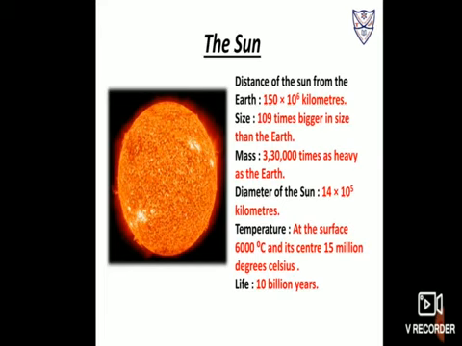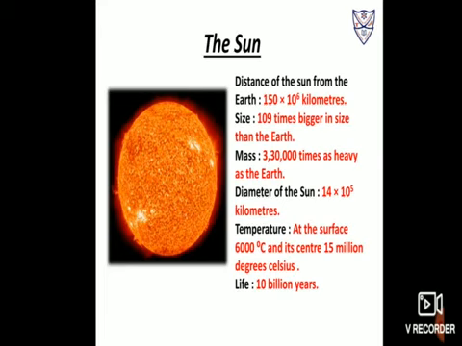Now the sun is a medium-sized star, and compared to other stars, it is of average brightness. And why does it appear bigger? Because it is much nearer to the earth than any other star. So the sun is the main source of heat and light for all the planets.